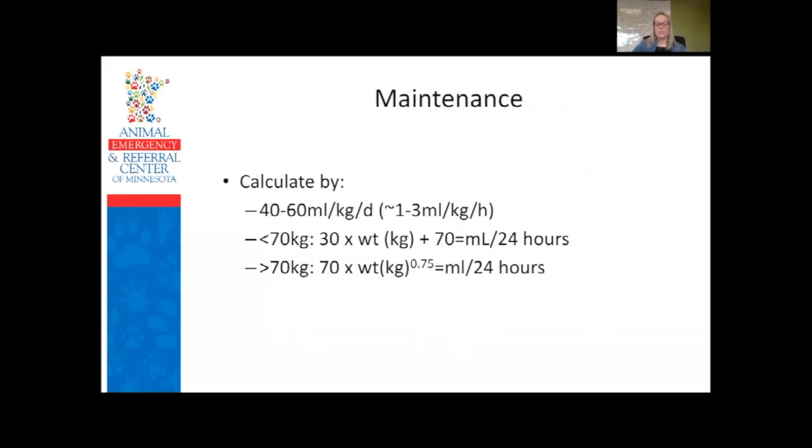There's a variety of formulas for calculating maintenance fluid needs. There's the quick and dirty of about 40 to 60 mL per kg per day, or you can use your RER formula, the formula for a less than 70 kilogram patient or a greater than 70 kilogram patient. You kind of pick your poison. They'll give you fluid rates that are in the realm of each other. There's definitely going to be some discrepancy between the formulas, but you're going to be in the same neighborhood at least.